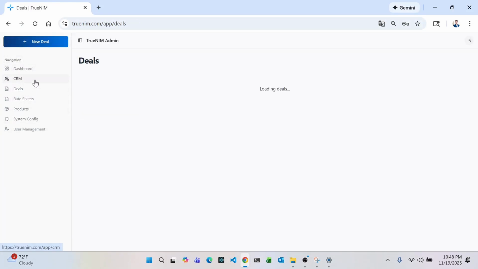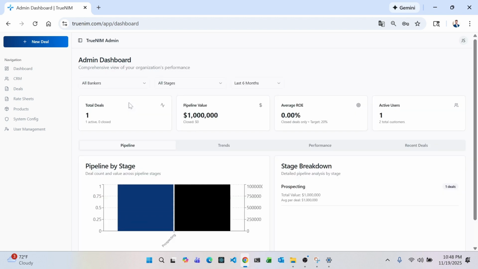And that is pretty much the system as a whole. You can track all of this. You can add more people in. You can take a look at what your financial institution, all your bankers are doing and how much is in their pipeline, what deals are coming through. But that is the understanding of the system.